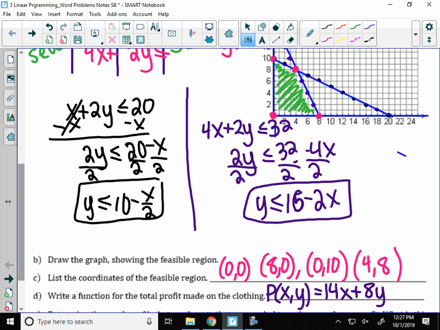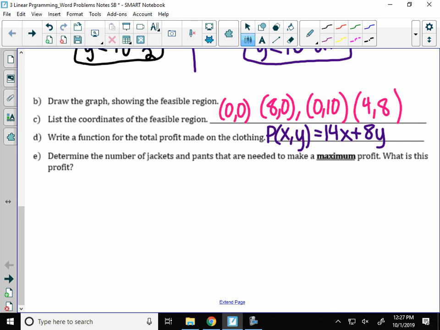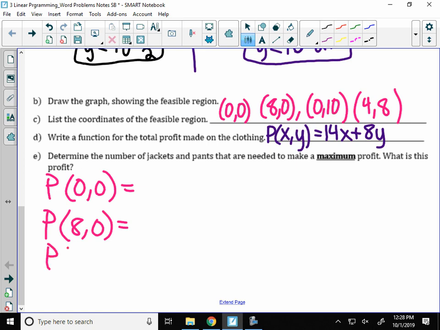So just like your quiz, we all okay with those vertices? All right, what we're going to do is take each of those vertices and put them into our profit function. Now I'm going to speed this process up. We're going to at least all write the same thing to start here. We need to find the profit at 0, 0. That means 0 pants and 0 jackets, right? And then I need to find the profit for 8, 0. 8 pairs of jackets and 0 pairs of pants. 10, 0. Selling 10 jackets and 0 pants. And then 4, 8. 0, 10.